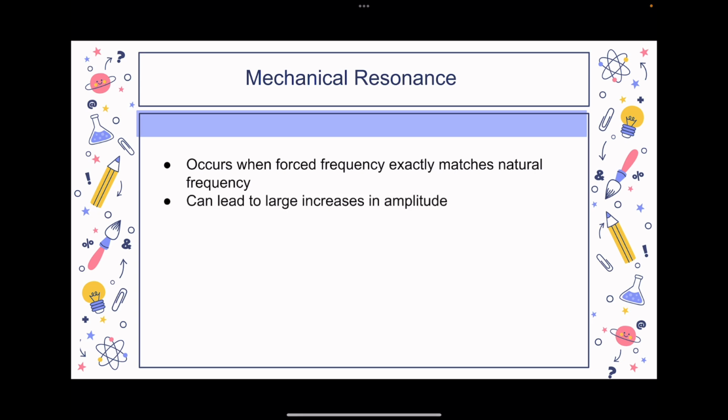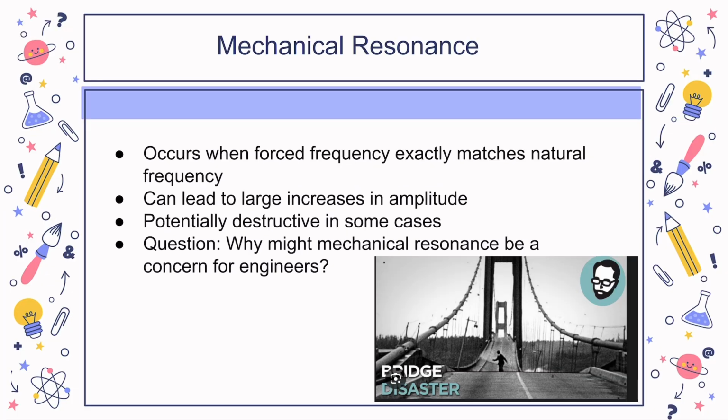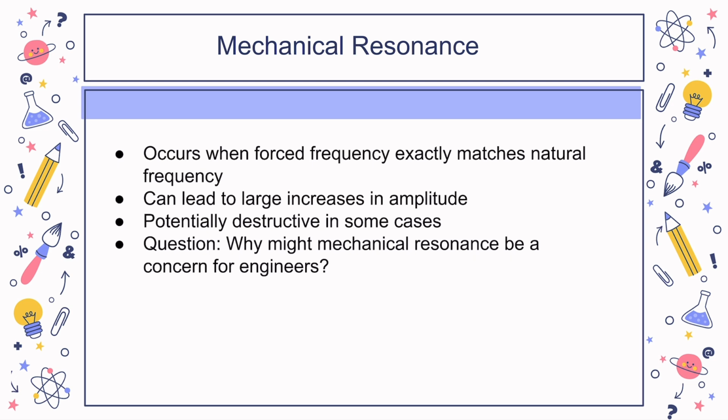This can lead to a large increase in amplitude, and it's potentially destructive in some cases, especially bridges in highly windy areas. So why might mechanical resonance be a concern for engineers? Well, we've seen this with bridges, where when it's put over a large body of water and there tends to be a lot of wind and storms, if the wind frequency, which would act like a forced frequency, matches the natural frequency of the bridge, then the bridge itself can undergo mechanical resonance and flip back and forth like it did in the Tacoma Bridge from this image that you see right here.